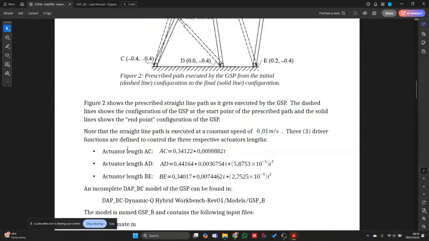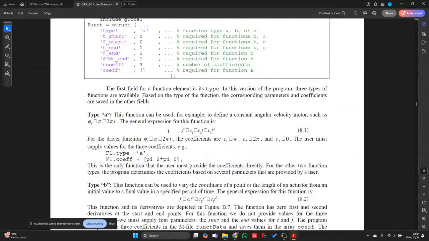All right, now to define the type of function that I'm using, I just need to consider the actual form of these analytical functions. So we can see that actuator length AC is a linear function, but AD and BE are quadratic functions. Now, within the user manual, you'll notice you have this function 8.1 over here. In this case, it's essentially F equal to C1 plus C2t plus C3t squared. So this is exactly the function that was given to me. If I have a linear case, I simply drop this C3t squared, so I make C3 equal to 0. So I can easily use type A function to specify those three actuator length functions that were given to me.